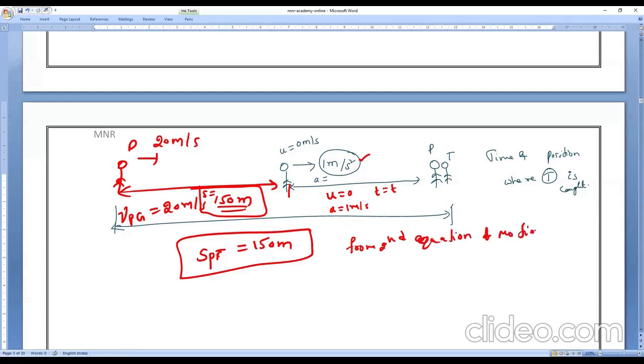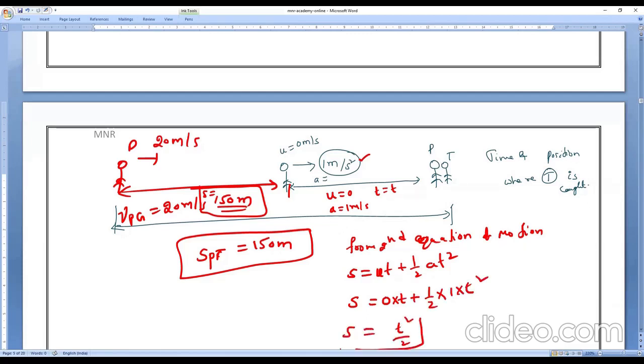What is the second equation? We have to find the distance. S is equal to ut plus half at square. So S we want to find. S is equal to initial velocity 0 into time, plus half into acceleration 1 into t square. So what is S equal to, everybody? t square by 2. Is it okay, guys? Will you all accept it?